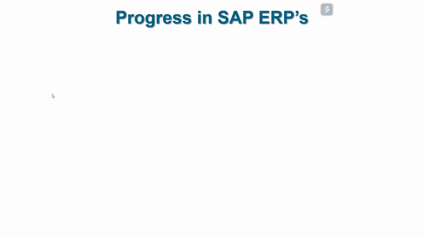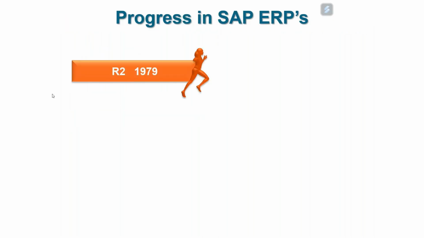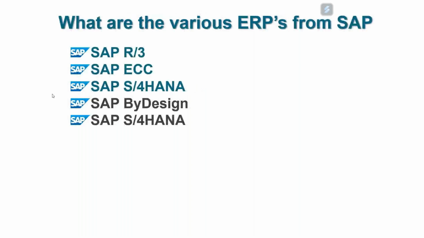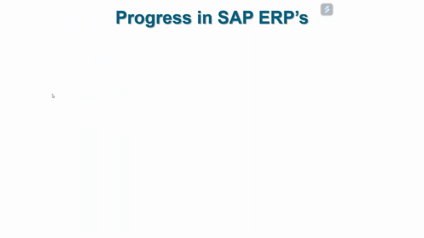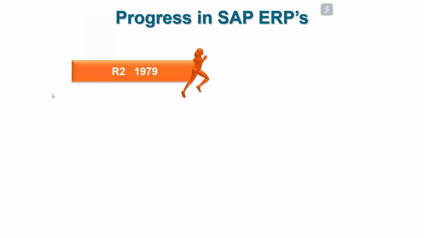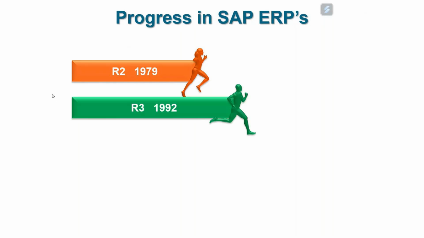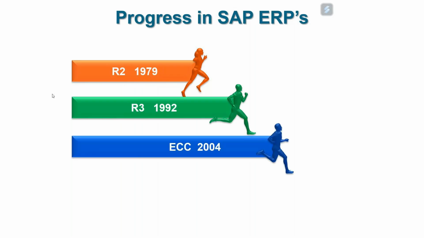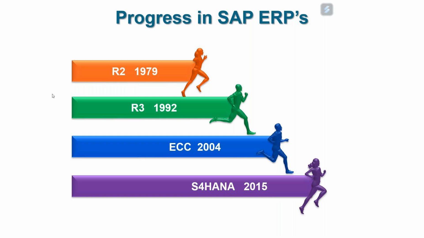Okay, and this is how the major ERP from SAP. Others are By Design and Business One, but let's talk about the major ERP. So how did the major ERP proceed? R2 was launched in 1979, very popular ERP. Then came R3 in 1992. Then came ECC, Enterprise Central Component, in 2004, and then came S4 HANA in 2015. Okay, this is how various ERPs have come.